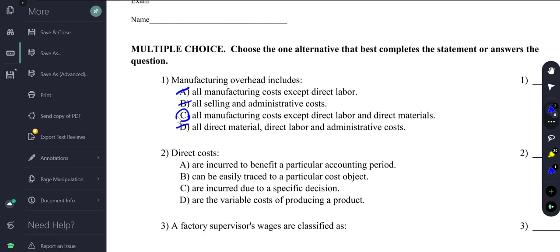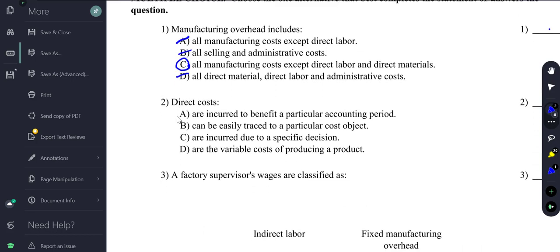Okay, the second one here, direct costs. Basically, when you're talking about direct costs, you're talking about direct costs like direct materials and direct labor. And remember, we're doing a job order cost system where these are traced directly to the product. So letter B is the answer for this one. So direct costs can easily be traced to a particular cost object.